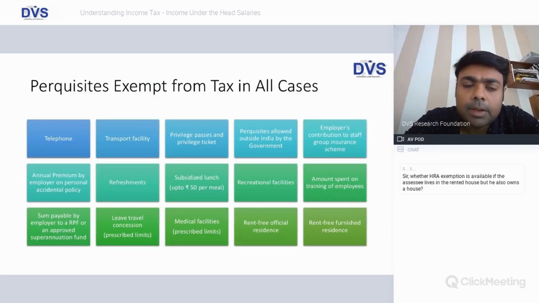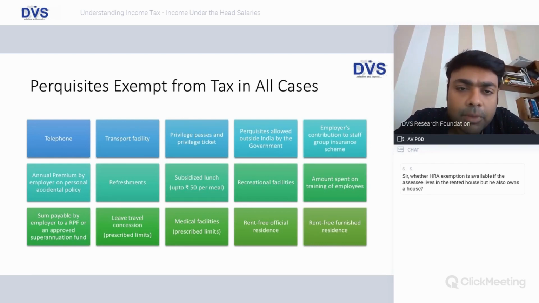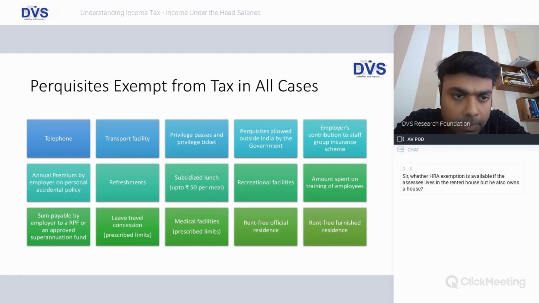Next, what are the perquisites which are exempt from tax in all cases? Now, telephone is a facility, transport facility. So the employer has a bus and that takes employees and drops them. Privilege passes or privilege tickets. Perquisites allowed outside India by the government. Employer's contribution to group insurance. Annual premium paid by employer on personal accident. Refreshments. Subsidized lunch. Recreational facilities.